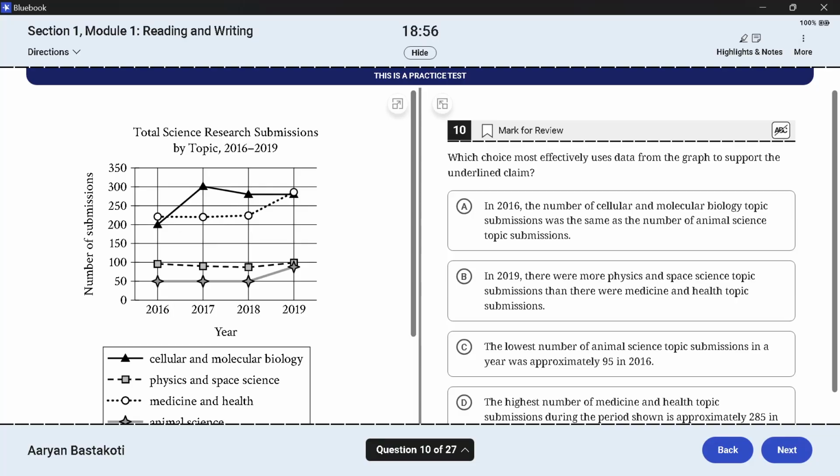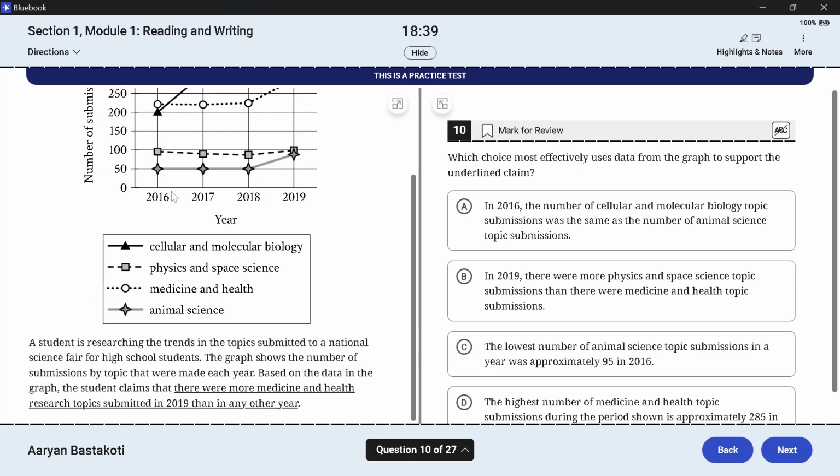Okay, now we have to look at the graph. First of all, what I suggest is read this, which most effectively uses data from the graph to support the underlying claim, and skim through this. Total science research submissions, number of submissions, topics by year. These are the different fields. A student is researching the trends in topics submitted to a national science fair for high school students. The graph shows the number of submissions by topic that were made each year.